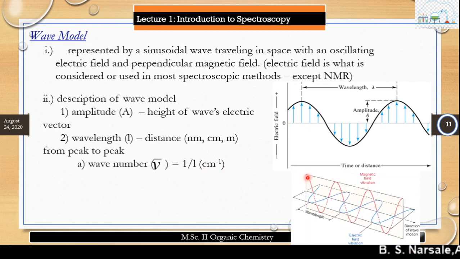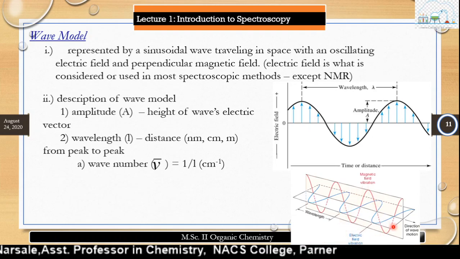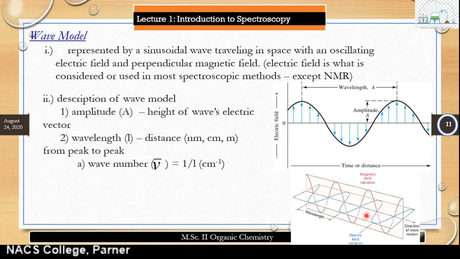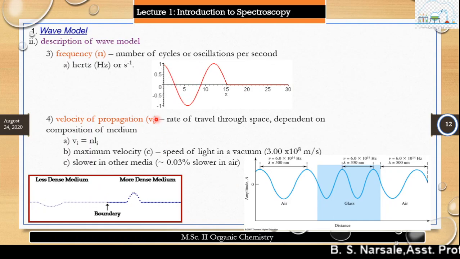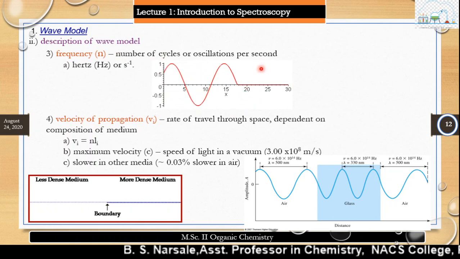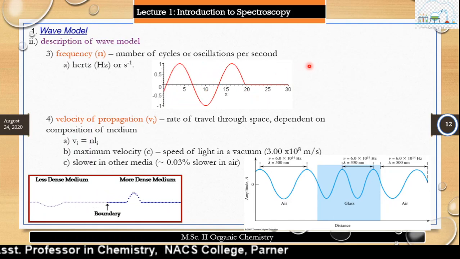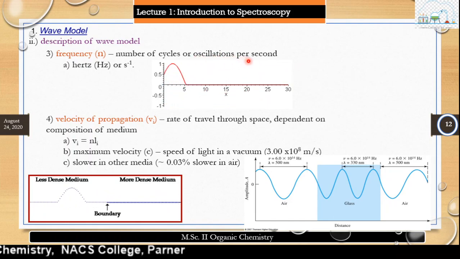This is again a diagram which represents the wave in blue lines, while the red lines are the electric field. The vibrations go upward, or a to-and-fro motion occurs. In the wave model, another important term is frequency, the number of cycles per second. In 1 second, how many cycles will be observed? This number of cycles or oscillations per second is called your frequency.